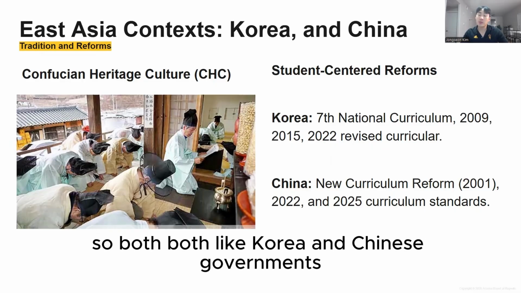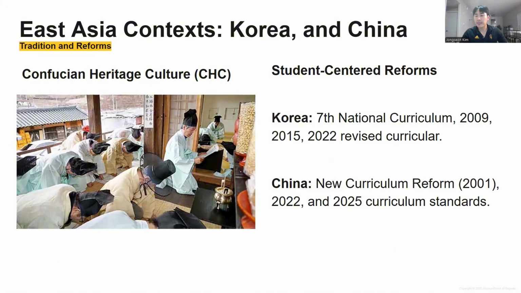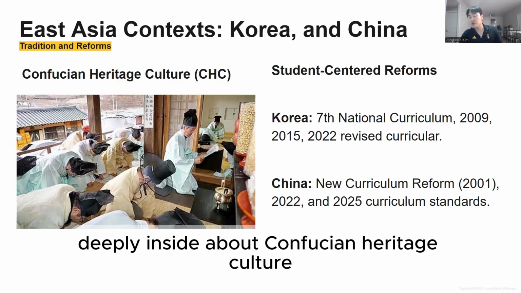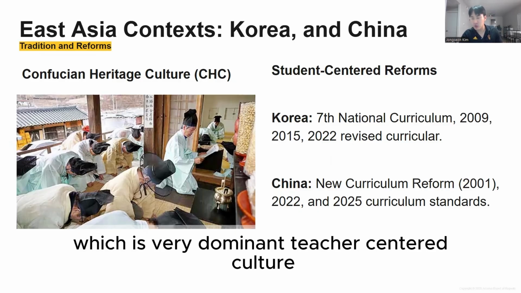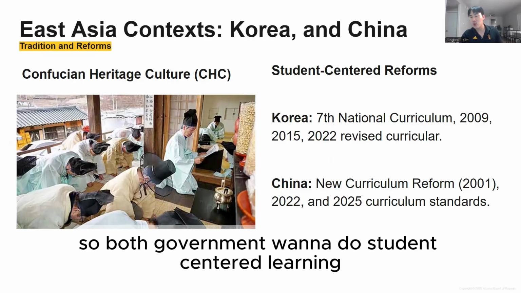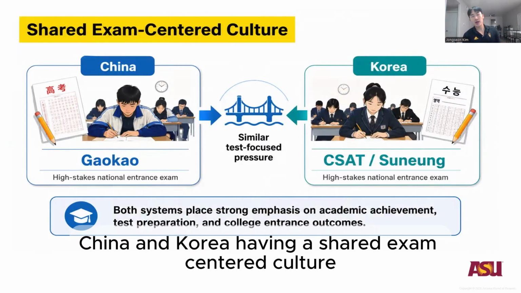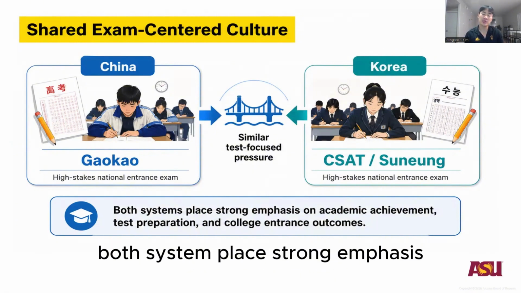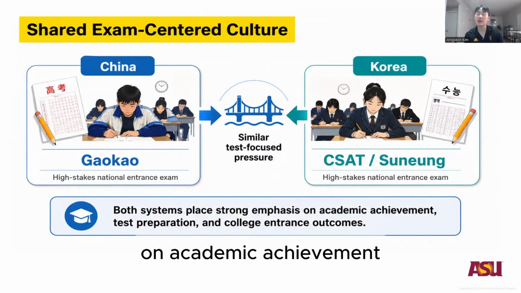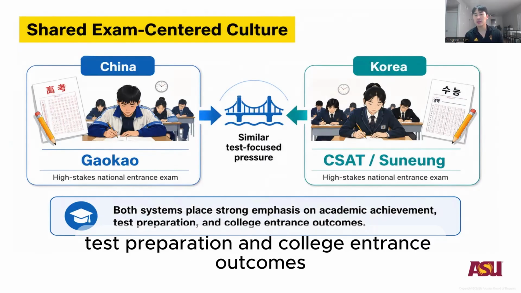So both the Korean and Chinese governments are deeply rooted in Confucian heritage culture, which is a very dominant teacher-centered culture. So both governments want to do student-centered reforms. Also, China and Korea share an exam-centered culture. Both systems place strong emphasis on academic achievement, test preparation, and college entrance outcomes.